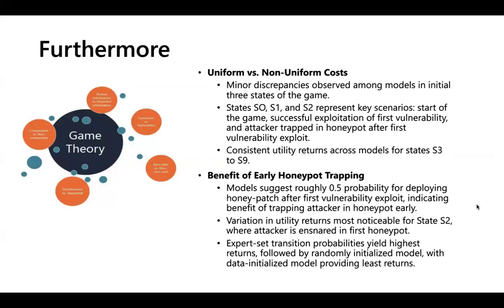Furthermore, these were related theories which were discussed in the paper. When considering both uniform and non-uniform costs for the defender mitigation strategies, they observed minor discrepancies among the three models, mainly in the initial three states of the game. These states represented key scenarios as shown on the screen, where the model suggested roughly 0.5 probability for deploying honey patches after the first vulnerability exploit, indicating the benefits of trapping attackers in the honeypot early.